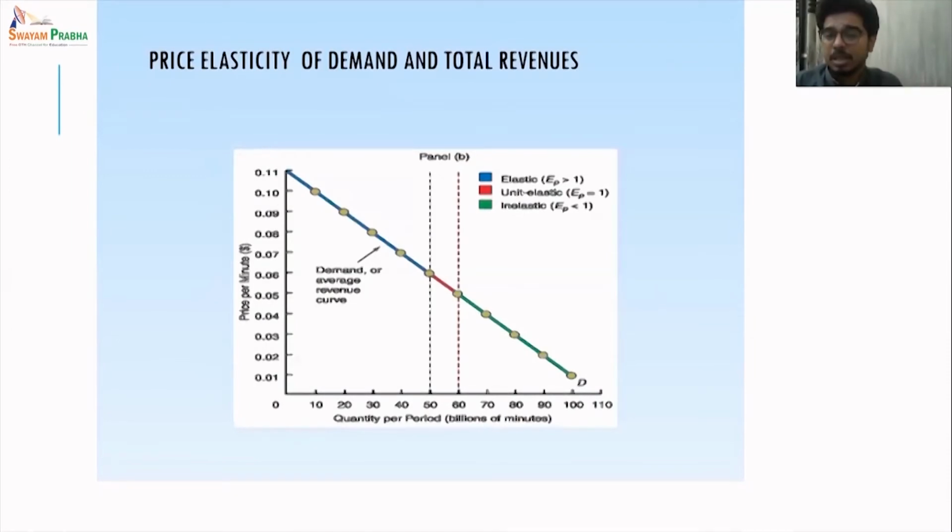This is a demand curve. In different segments of the demand curve, elastic, inelastic, and unit elastic conditions can be shown. So the upper part of any demand curve, when the price is high and the quantity demanded is low, that part will always show an elastic demand, because you have seen diminishing marginal utility causes this kind of downward sloping demand curve.